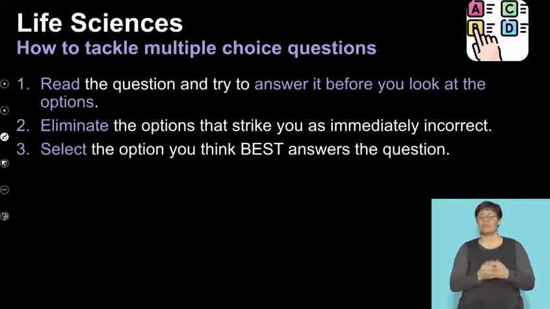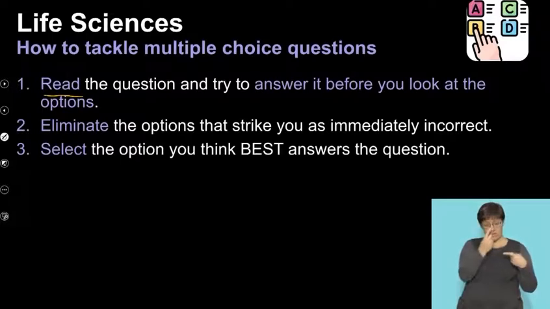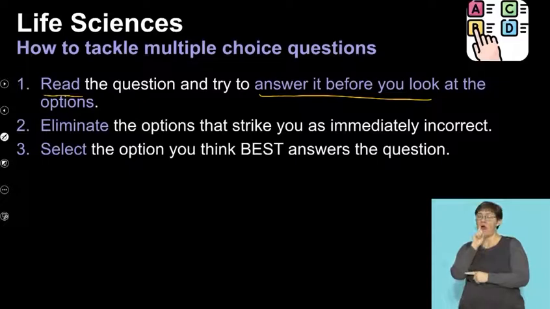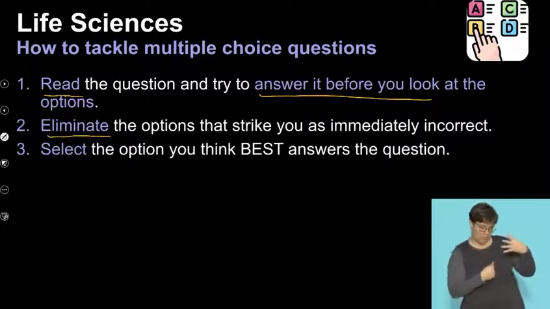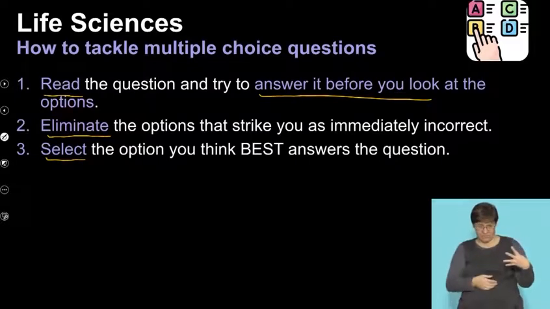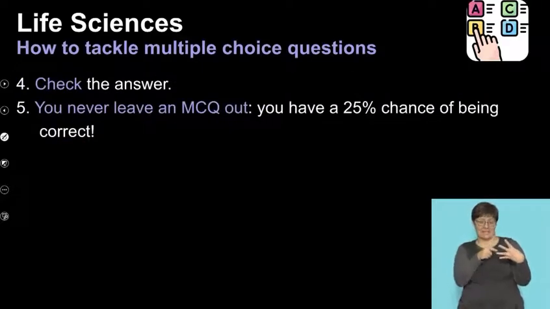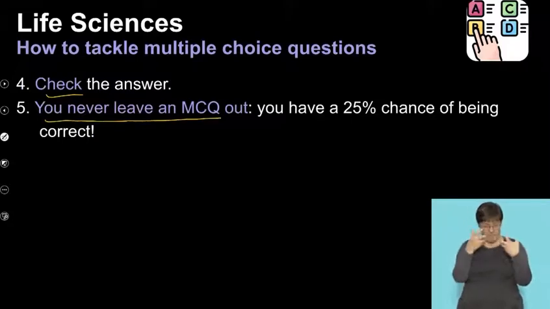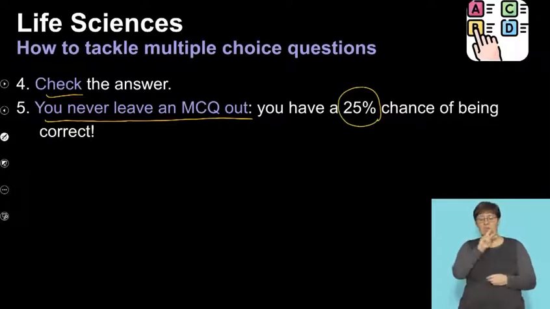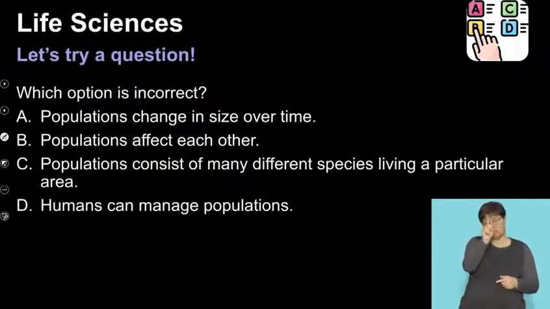So here I have important information. You have to read the question and try and answer it before you look at the options. You're then going to eliminate the options that strike you as immediately incorrect. Select the option you think best answers the question, check that answer, and you never leave a multiple choice out, because you have a 25% chance of actually being correct.